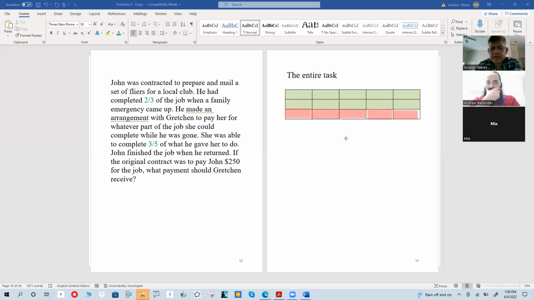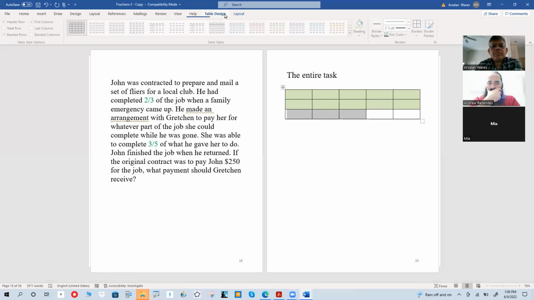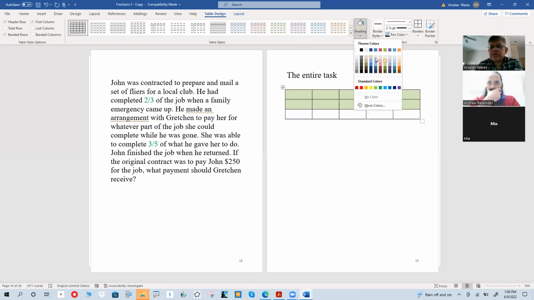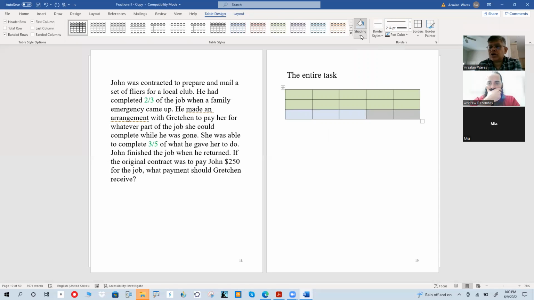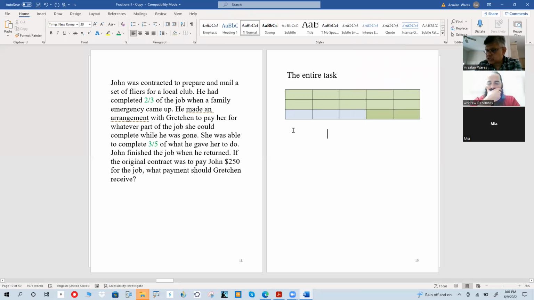So Gretchen did, I'm going to make Gretchen blue. That's what Gretchen did. And then of course, John came back. I'm going to make it dark green. Not that it makes a huge difference. Green represents John's work. Blue represents Gretchen's work.